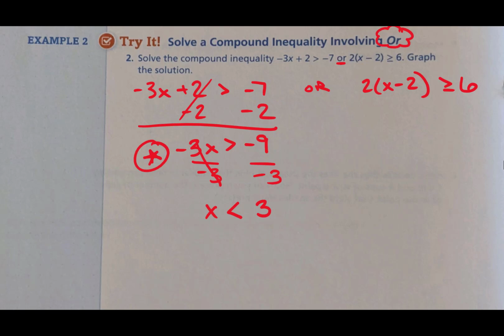So negative 9 divided by negative 3, positive 3. And then we just do 2 for 1. We got to do the next guy. So we're going to distribute our 2. We get 2x minus 4 is greater than or equal to 6.